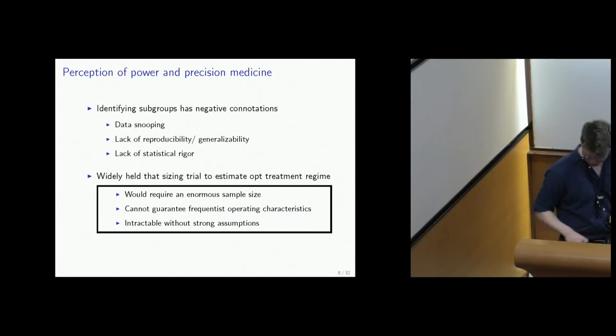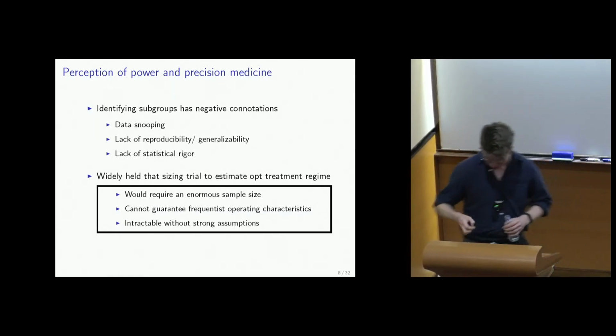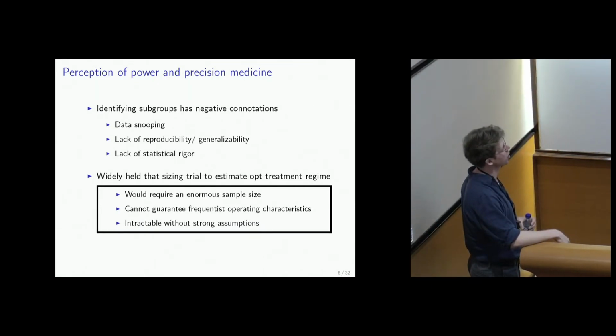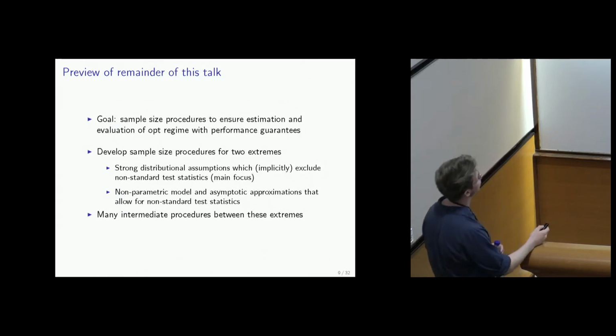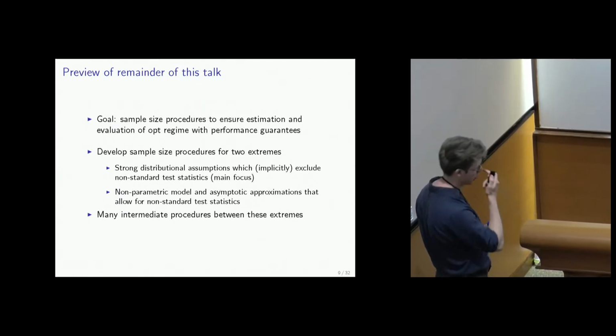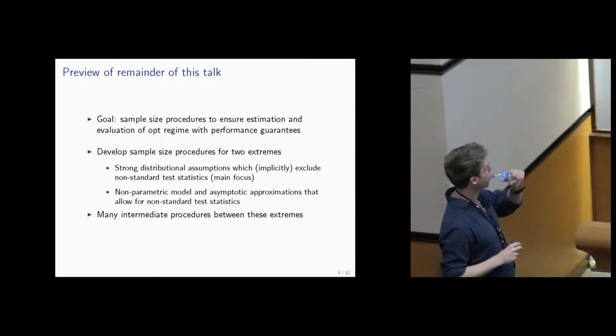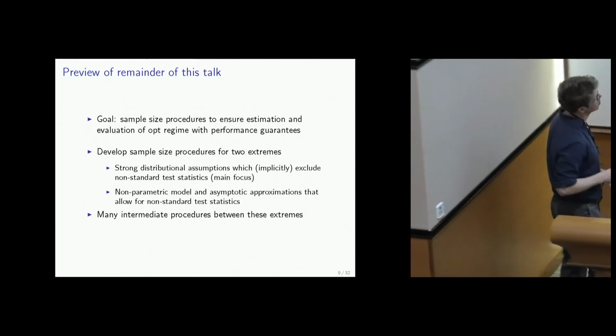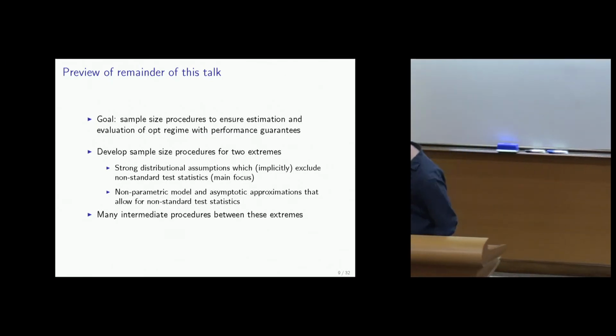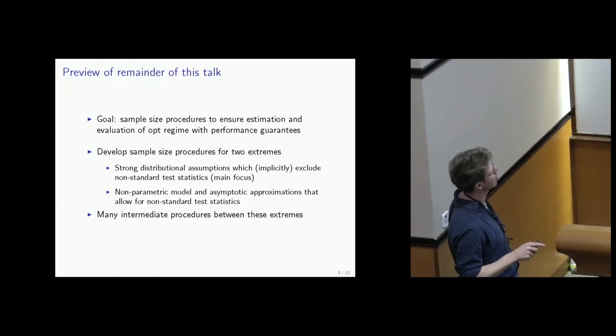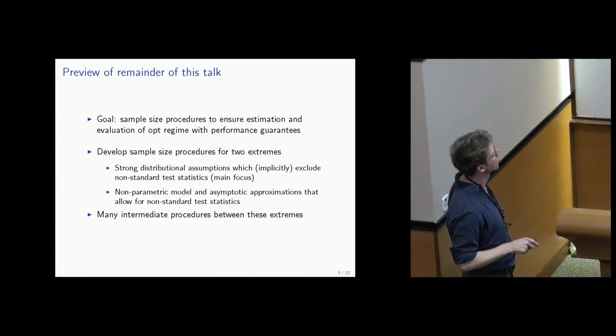So what this work is aimed at doing is showing that these fears are not necessarily well-founded. It will turn out that we can come up with sample sizes that are not prohibitively large, that give frequentist guarantees on the estimators, and that we can do it without making strong assumptions on the generative model. So that's the goal of this work, and in particular, there are two approaches for calculating sample sizes. One does make strong distributional assumptions on the generative model, and I say main focus, but I think we'll probably divide our time roughly evenly between these two.